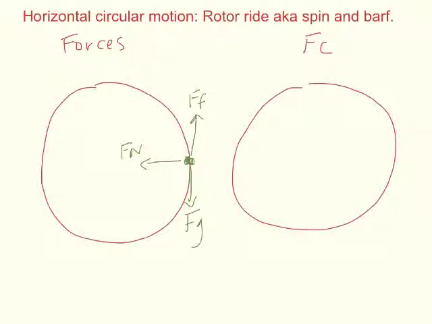Okay? Your FC will look the exact same. Put the dot exactly where you are. FC always points to the center. So for a rotor ride or a spin and barf or the ride where you get stuck to the wall, your force of normal is equal to your FC. All right? And in this one, you still may have to remember that Ff is equal to mu times Fn, which you could rearrange to solve for normal force. And in this case, force of friction is equal to force of gravity. Okay? So those are some helpful hints for this type of problem.